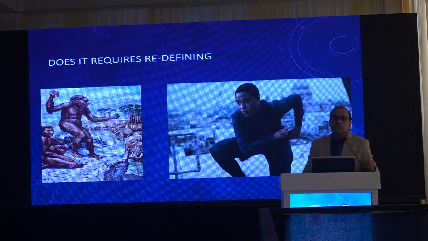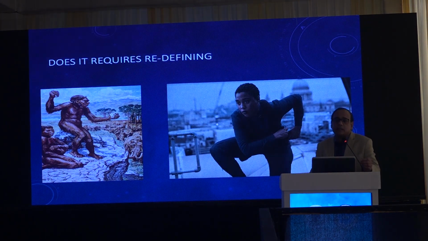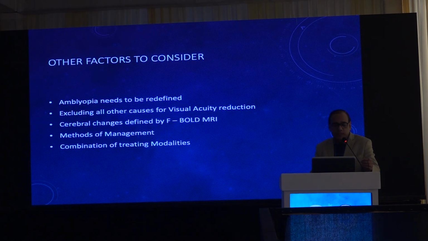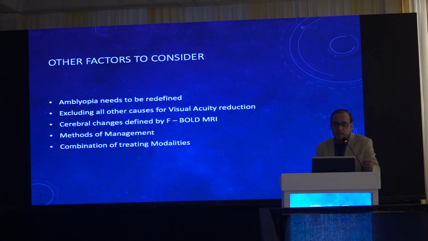So does it require redefinition? Yes, it requires redefinition. So the amblyopia definition needs to be changed. Which factors need to be reconsidered? Excluding all other causes for the visual acuity reduction and cerebral changes, defining the functional blood oxygen level dependent MRI, methods of management, and the combination of treating modalities. Why are we sticking to one treatment modality when we can combine 2 different modalities and get good results?